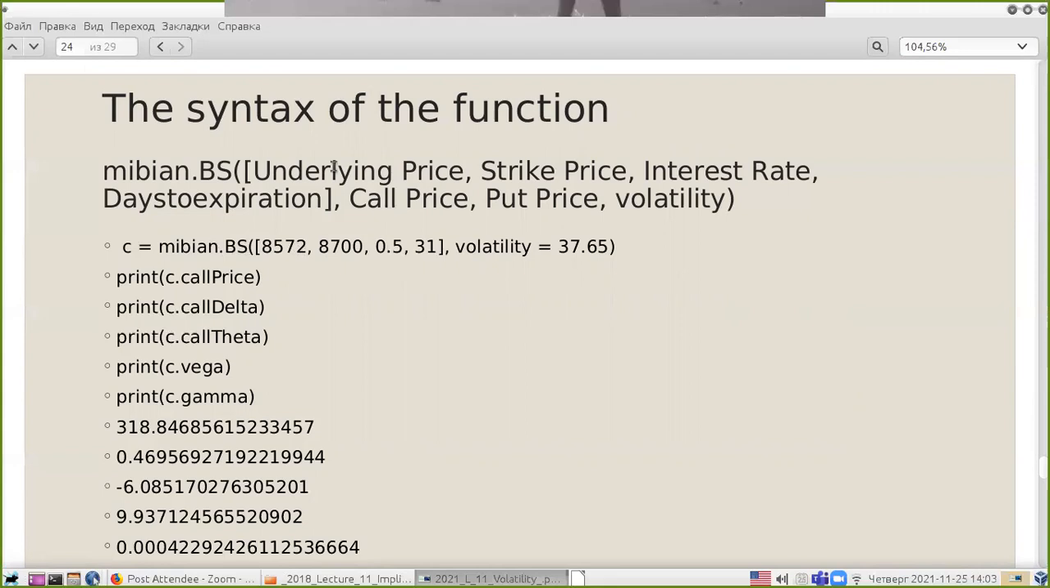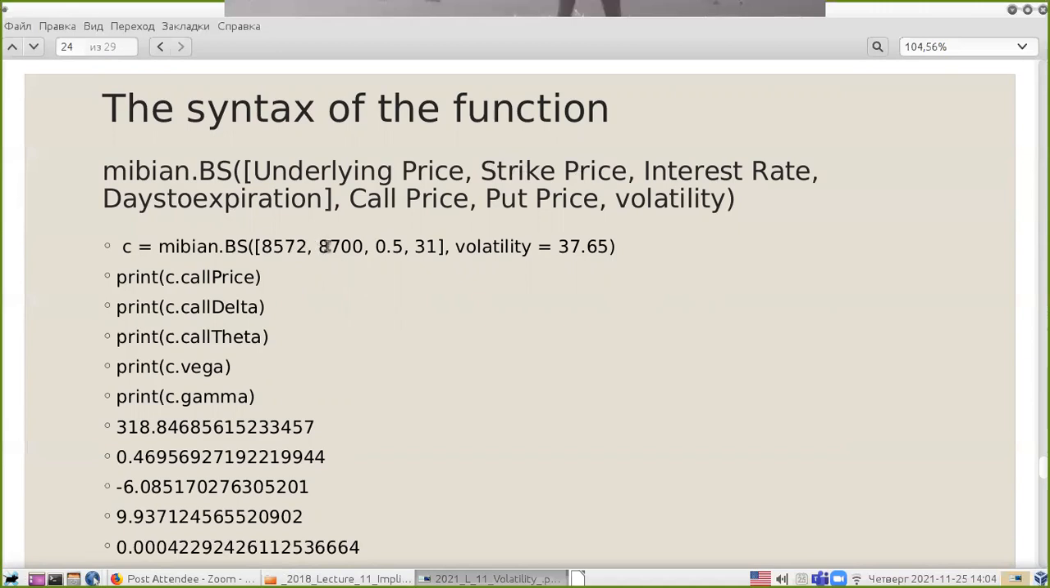And you understand parameters, and you remember parameters. The first parameter is the underlying price, it is the stock price. For example, the stock price for today, 8,572. The second parameter is the strike price. Strike price is the price that is pointed in your option.